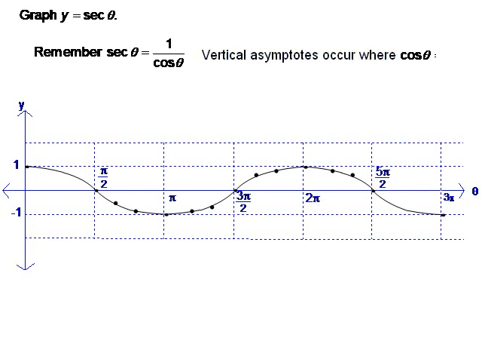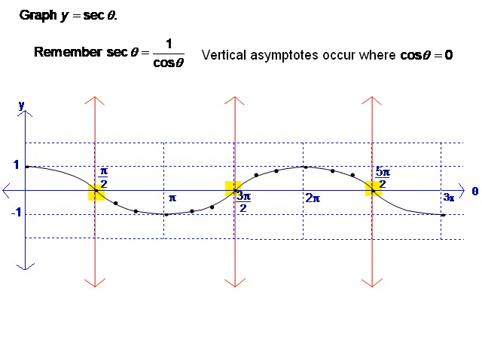Okay, so our vertical asymptotes, just like with our cosecant graph, are going to occur when cosine theta equals 0, because 1 over 0 is undefined. So our zeros for cosine are at pi over 2, 3 pi over 2, and 5 pi over 2. So those are going to be asymptotes for the secant graph.